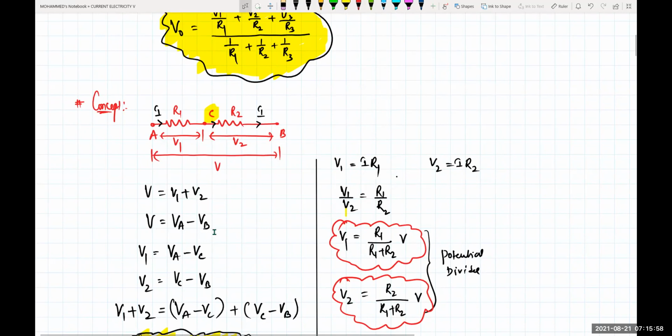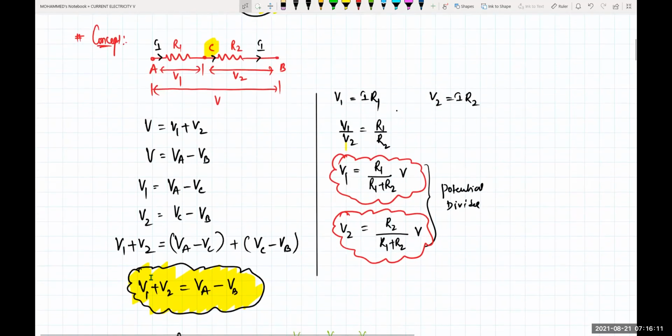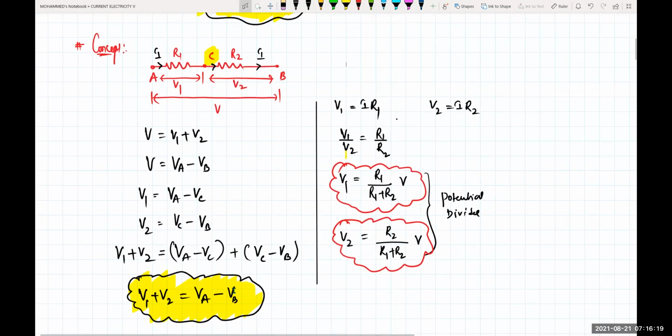Or else it can also be written as VA minus VB. Now the proof: V1 means from A to C. So V1 will be equal to VA minus VC and V2 will be equal to VC minus VB. So V1 plus V2 is how much? V1 plus V2 is VA minus VC plus VC minus VB. Isn't it? So VC will get cancelled. V1 plus V2 is equal to VA minus VB.